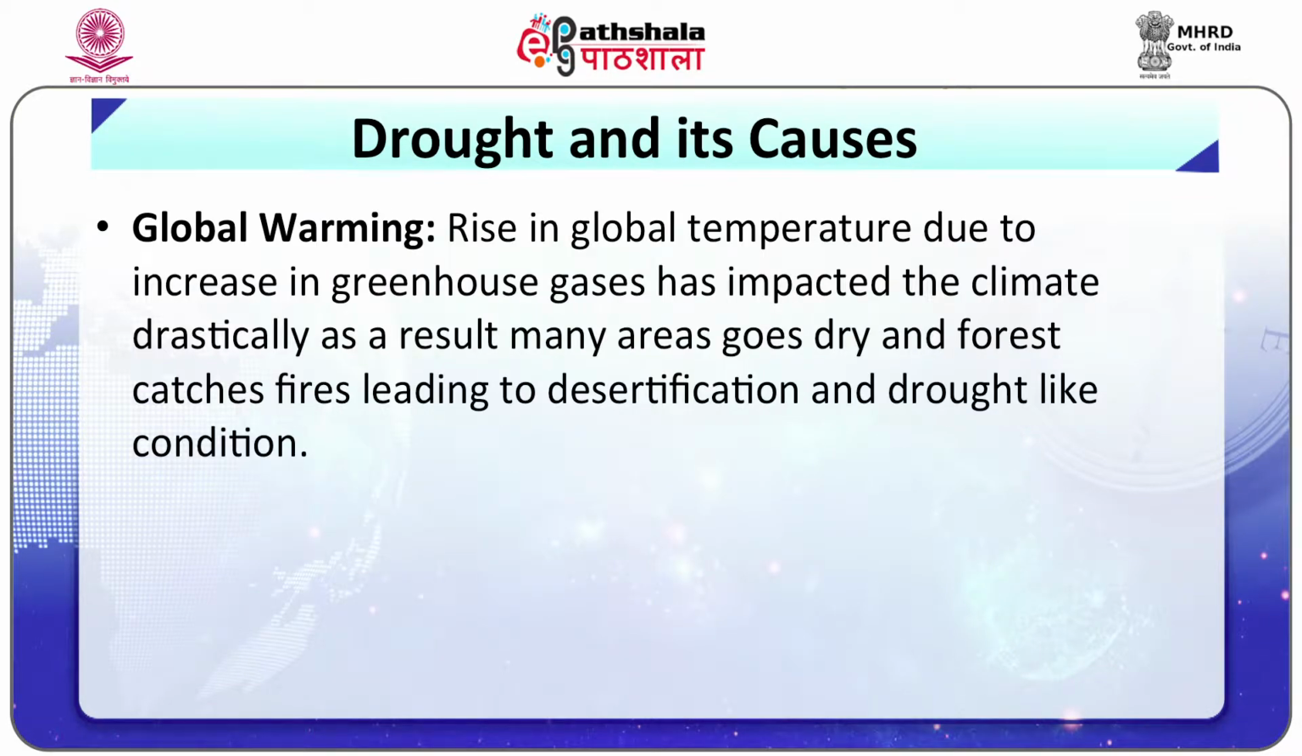Global warming is another important reason of drought. Rise in global temperature due to increase in greenhouse gases has impacted the climate drastically. As a result, many areas go dry and forests catch fires, leading to desertification and drought-like conditions.